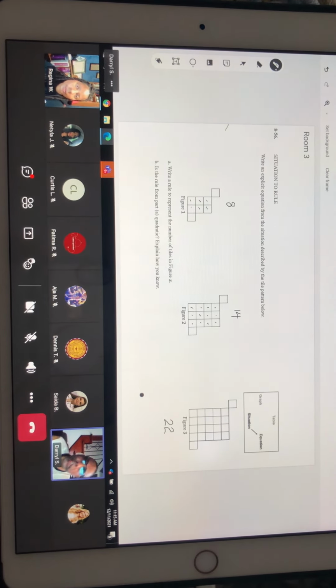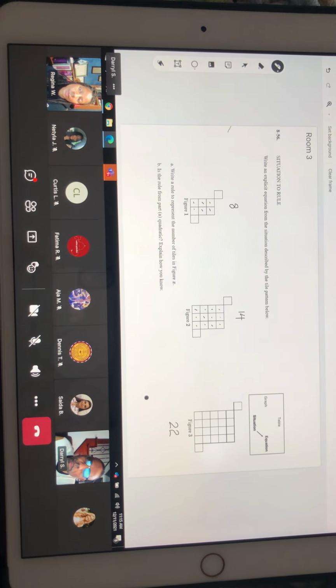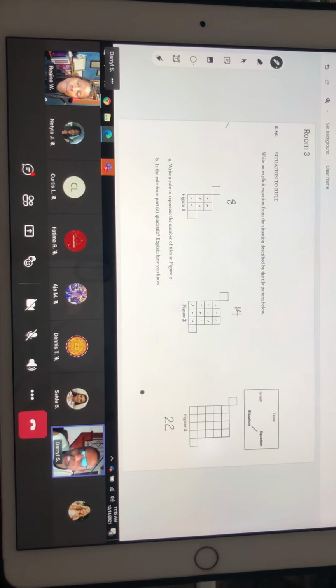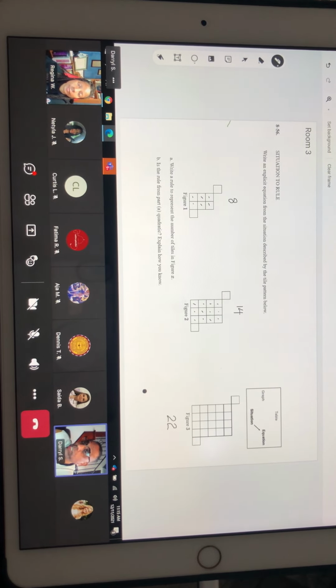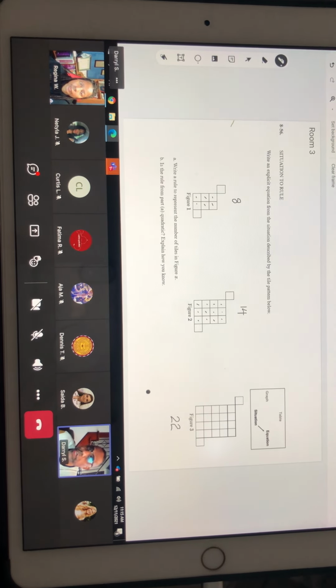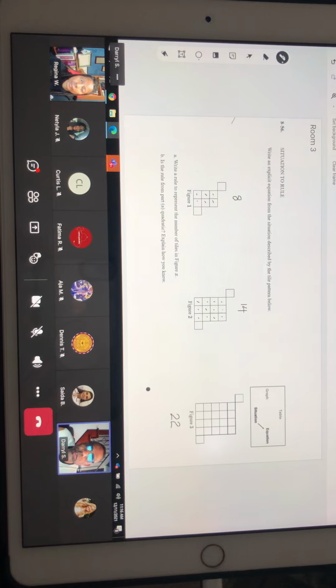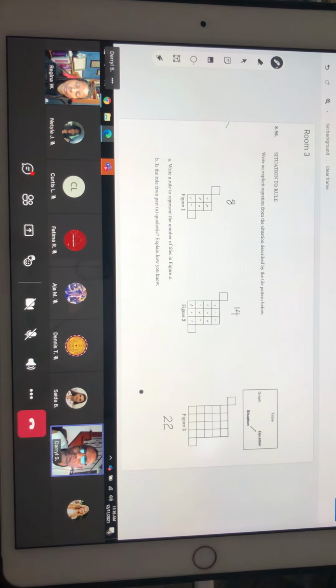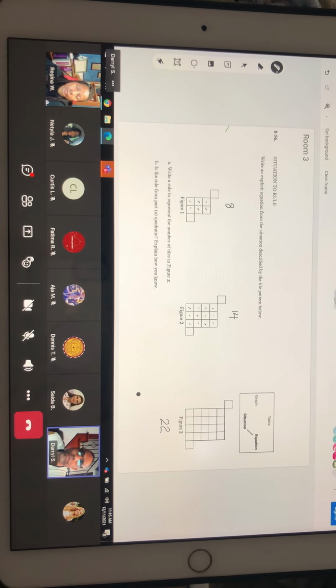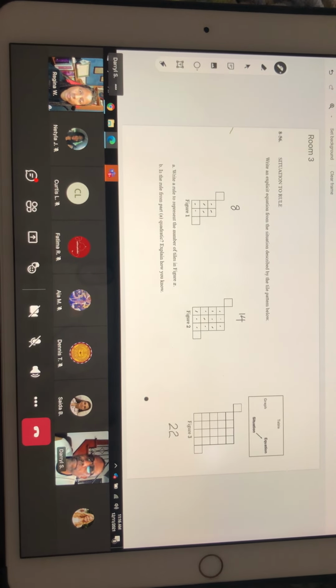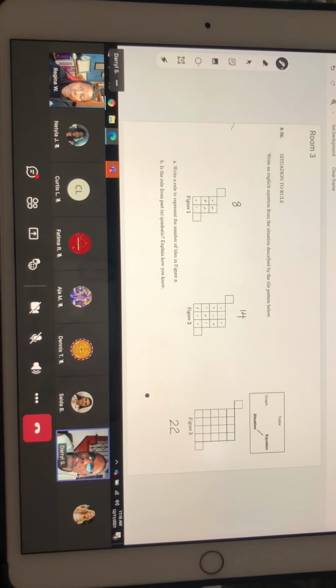Well, let me ask this question, everybody. Do you see a pattern? Can you pick up a pattern? There's actually 22 tiles in figure 3. Do you see a pattern that would help you if I were to ask you how many tiles are in figure 20? What pattern do you notice here?